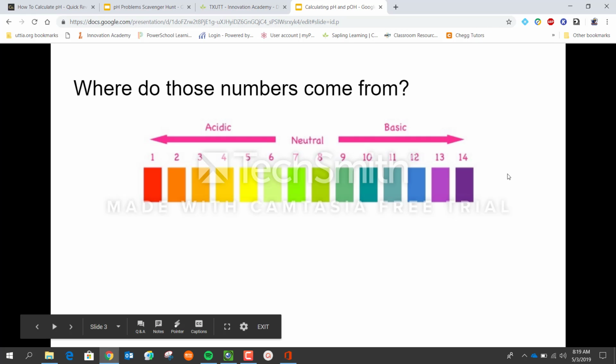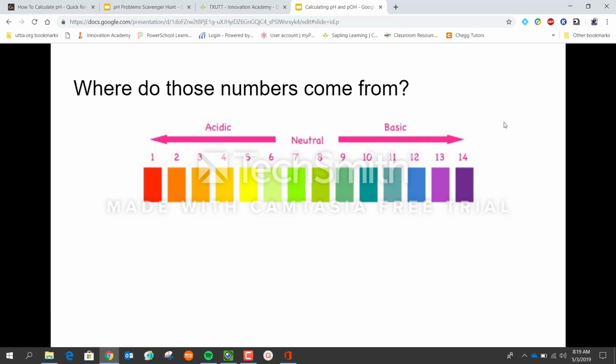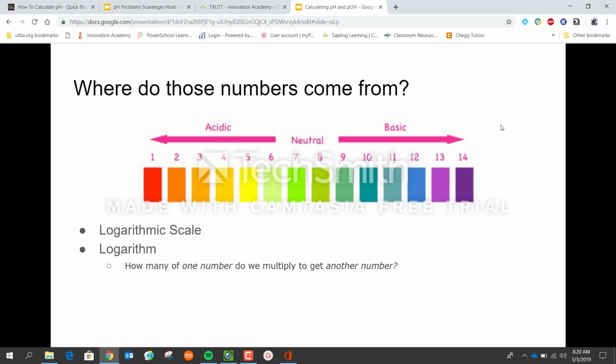Well, we need to realize that the pH scale is actually a logarithmic scale. That means we have to use a logarithm to find the numbers. What is a logarithm, you may ask? Well, a logarithm is basically a way to tell how many of one number we need to multiply in order to get another number. Another way to look at that is to say that a logarithm tells you what exponent you need to change one number into another number.